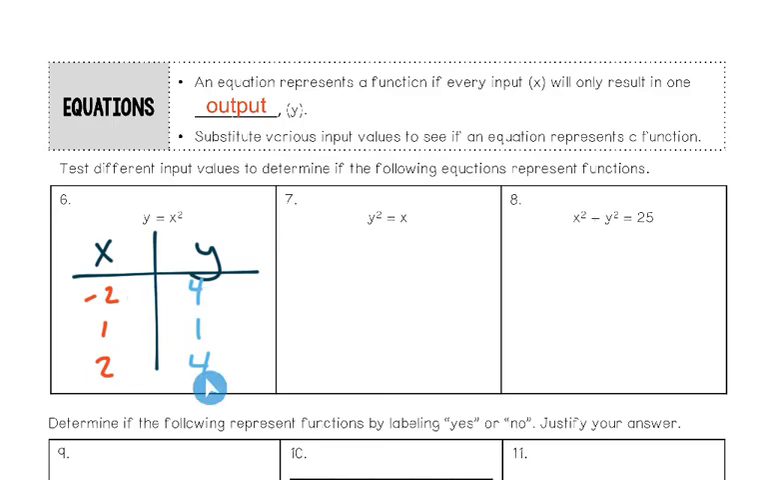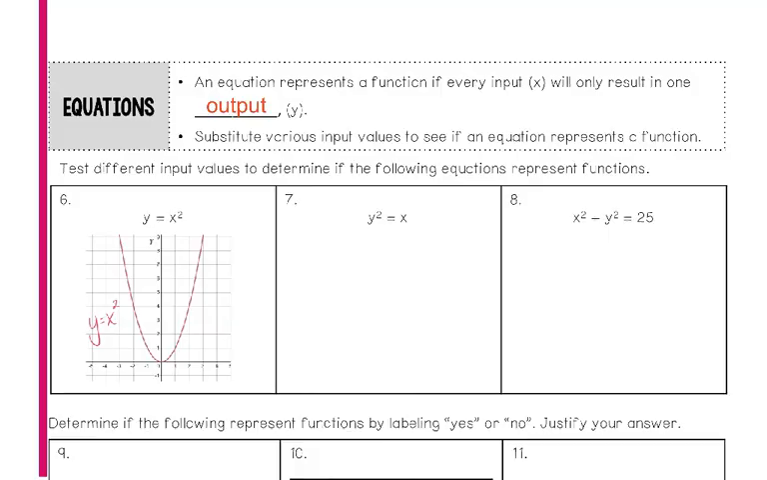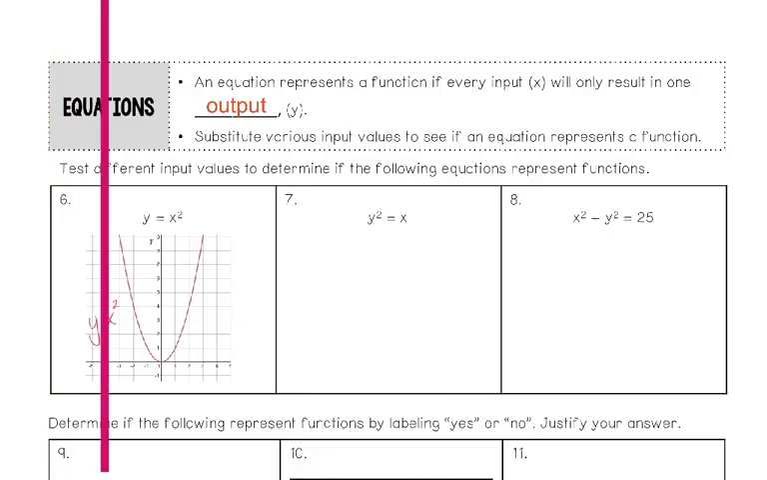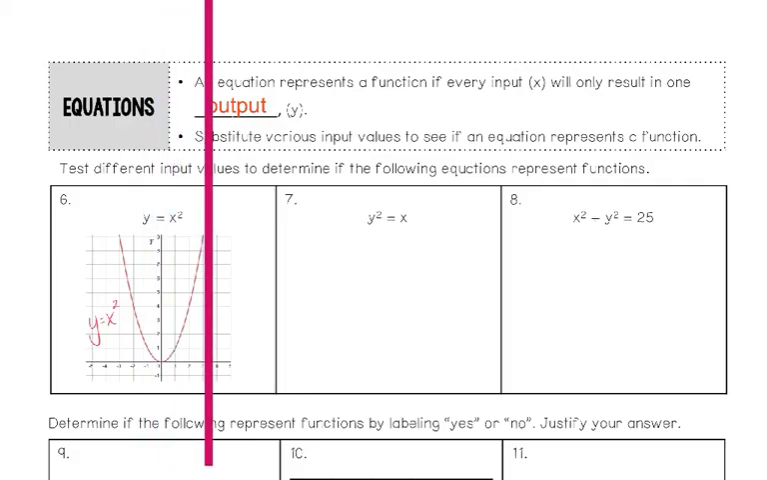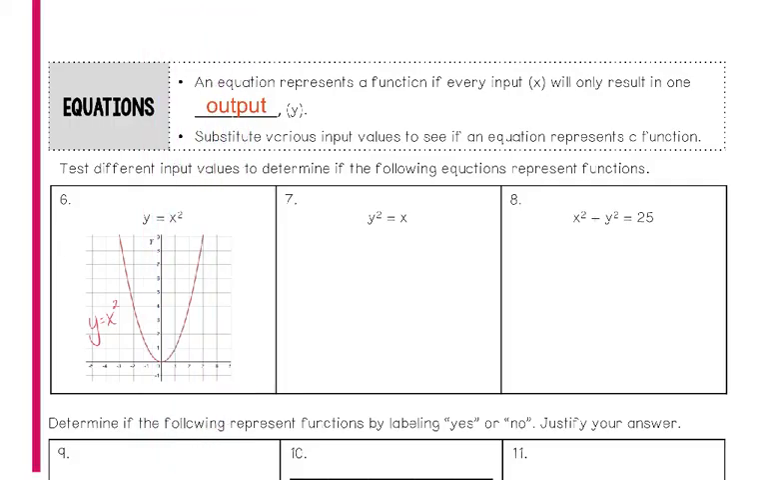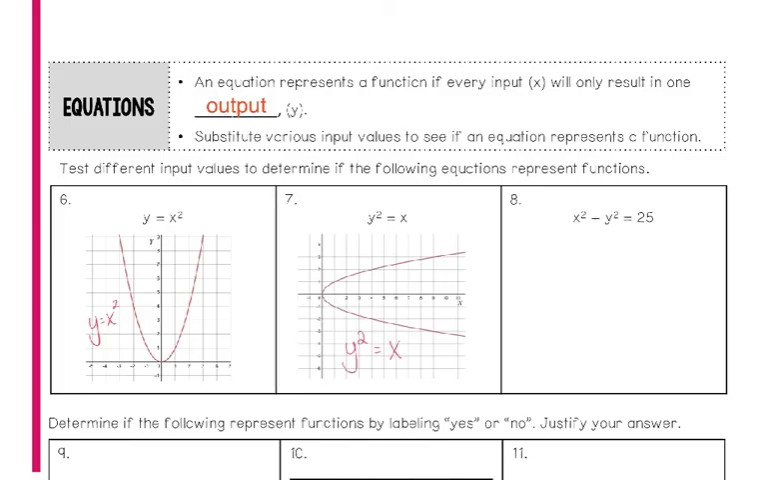It's okay that there's 2 y values, because if you graphed this, the graph would look like this, and if you put a vertical line across it, it would pass the vertical line test. So one strategy is to substitute different input values in and see if the equation represents a function that way. I think it's easier to just go ahead and graph it. So I'll show you the graph for this next one, and then you should perform the vertical line test and see if this represents a function.